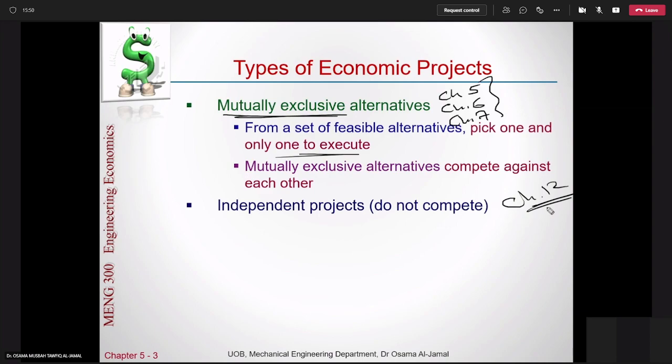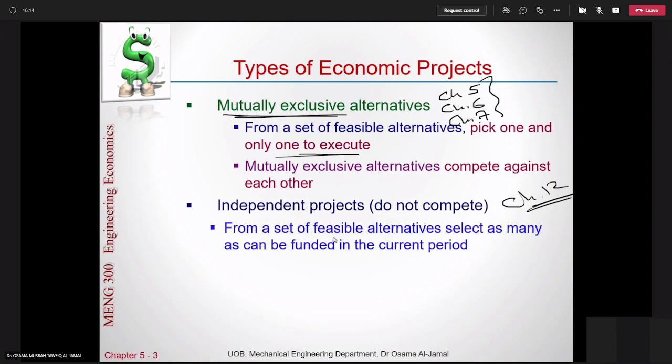Just one problem will solve there, you'll see the whole idea, all the steps, how to solve for that independent project. What are independent projects? Actually, what are they doing in there? Why do they distinguish between those two? In mutually exclusive, you are going to select one and only one. But independent projects do not compete from a set of feasible alternatives.